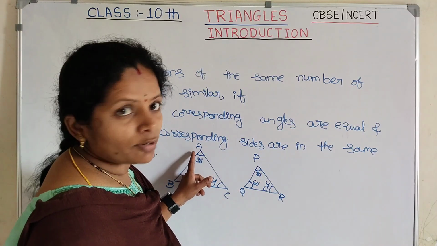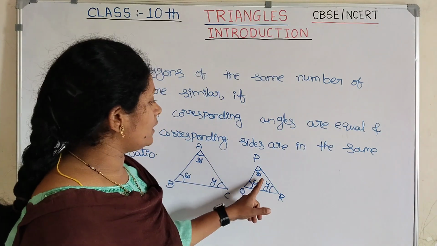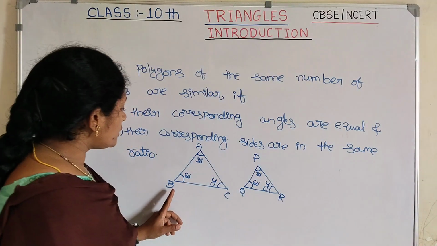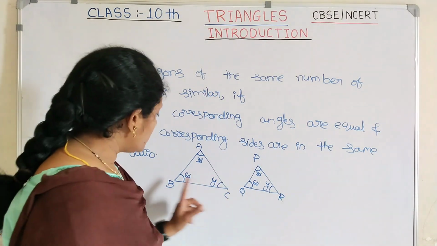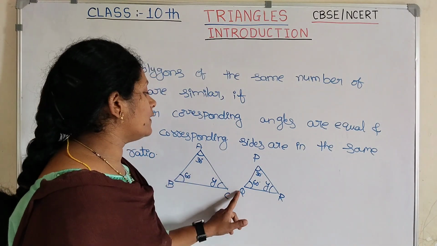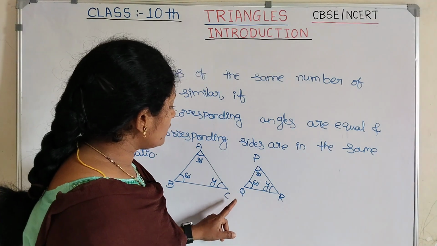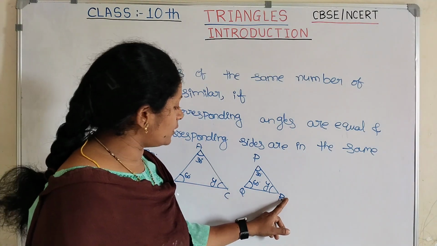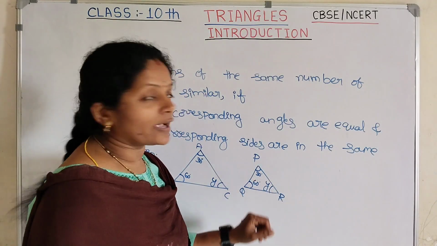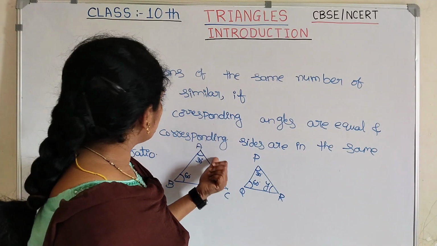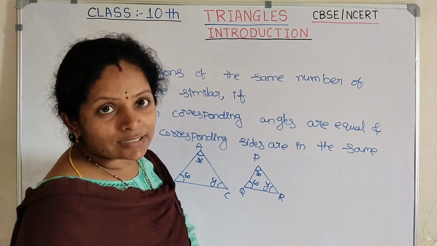What is the corresponding angle of the A? P. Here is the 30, then here is also the 30. The corresponding angle for the B is the Q. The angle of the B is the 60, then the angle of the Q is also the 60. Next, if the angle of the C is the Y, then the corresponding angle of the R is also Y. Then we can say that the first criterion is satisfied.